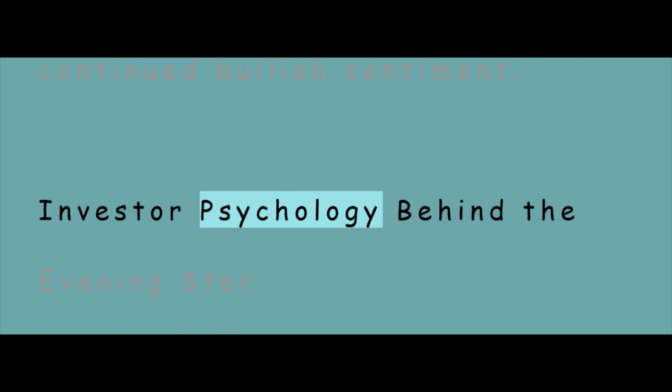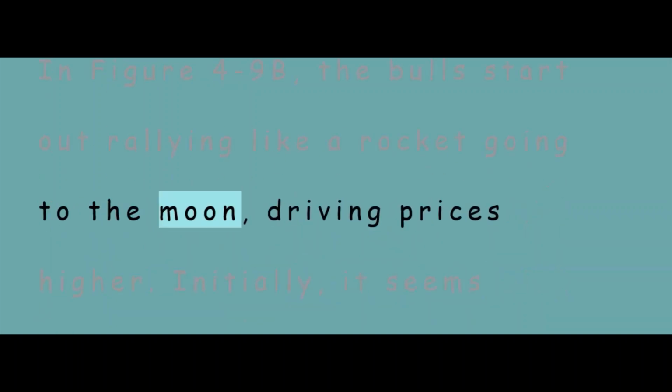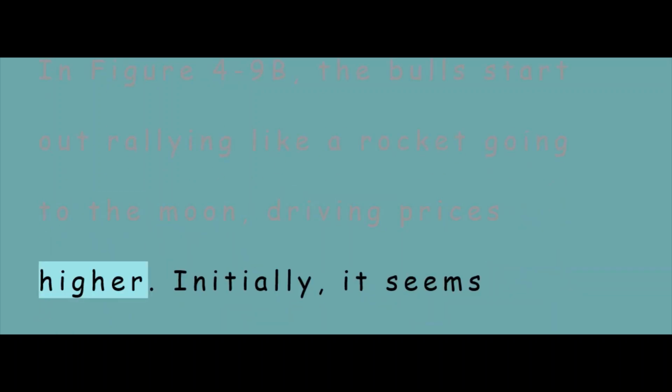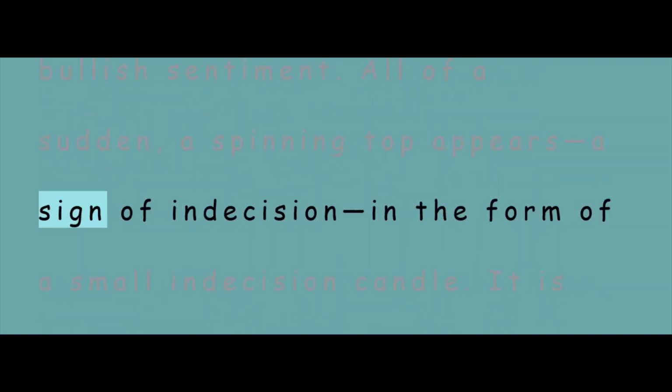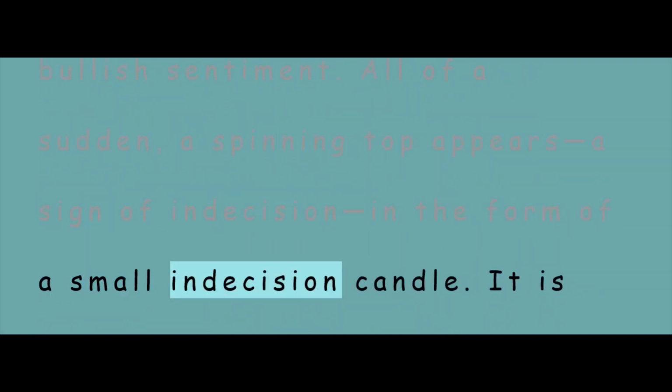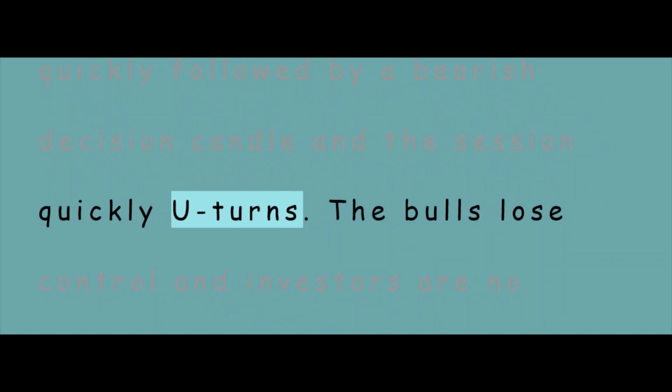Investor psychology behind the evening star. In figure 49b, the bulls start out rallying like a rocket going to the moon, driving prices higher. Initially, it seems nothing can stop them. These initial candles reinforce the bullish sentiment. All of a sudden, a spinning top appears, a sign of indecision, in the form of a small indecision candle. It is quickly followed by a bearish decision candle and the session quickly U-turns.